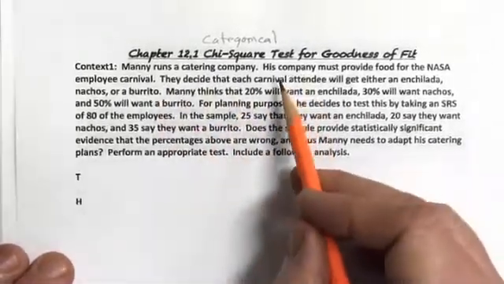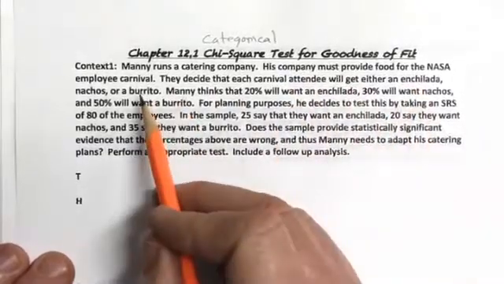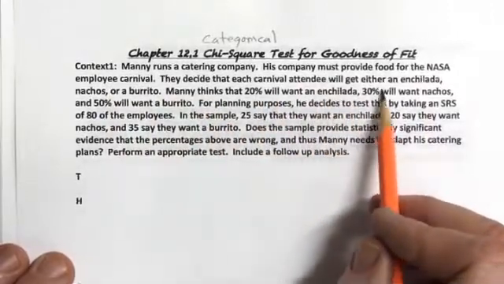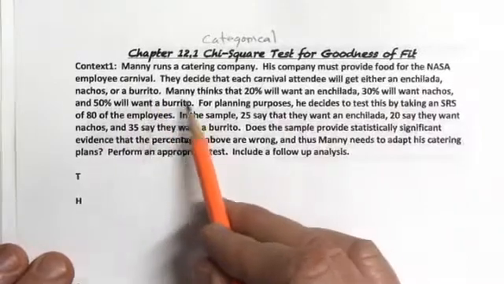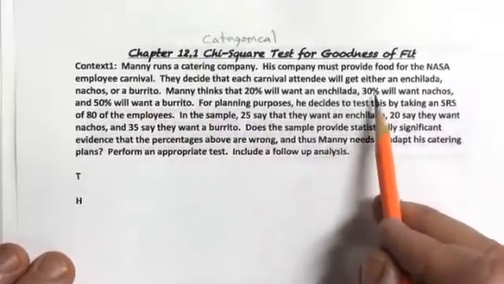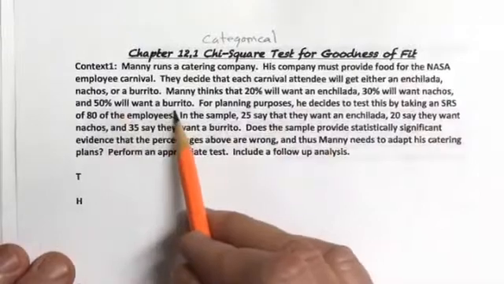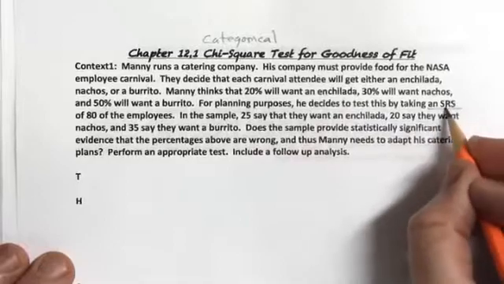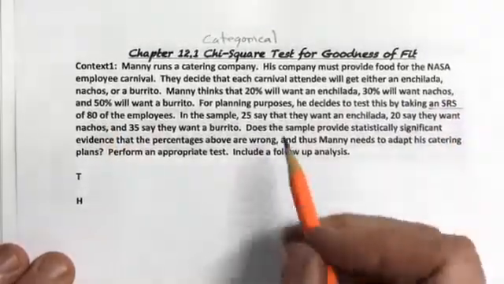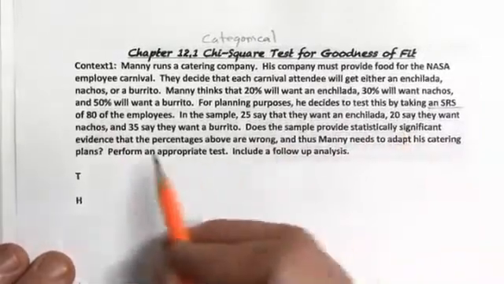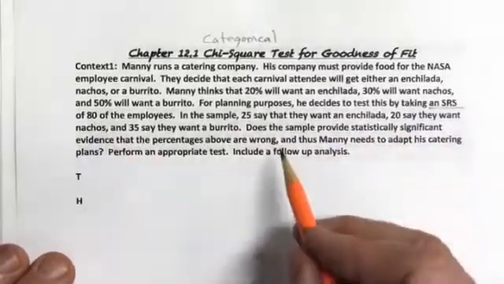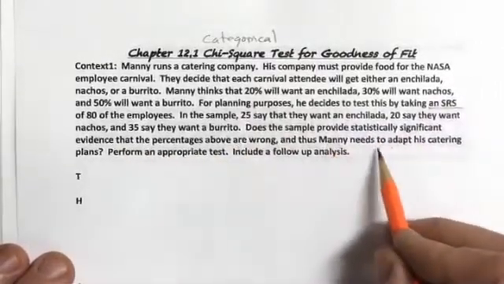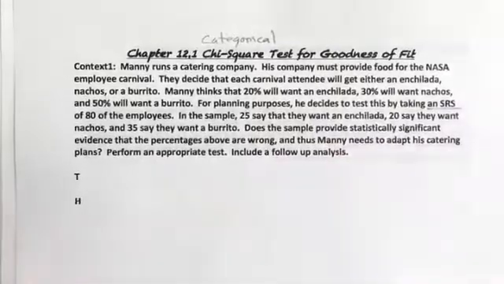So Manny runs a catering company. His company must provide food for the NASA employee carnival. They decide that each carnival attendee will get either an enchilada, nachos, or a burrito. Manny thinks that 20% will want an enchilada, 30% will want nachos, and 50% will want a burrito. For planning purposes, he decides to test this by taking an SRS, a simple random sample, of 80 of the employees. In the sample, 25 say they want an enchilada, 20 say they want nachos, and 35 say they want a burrito. Does the sample provide statistically significant evidence that the percentages above are wrong, and thus Manny needs to adapt his catering plans? Perform an appropriate test.